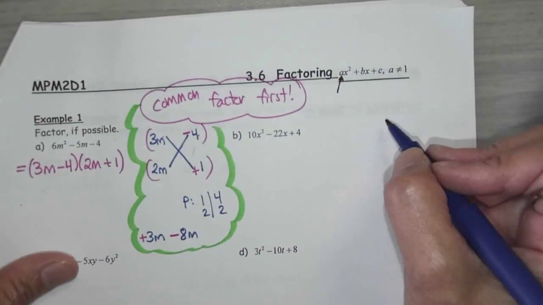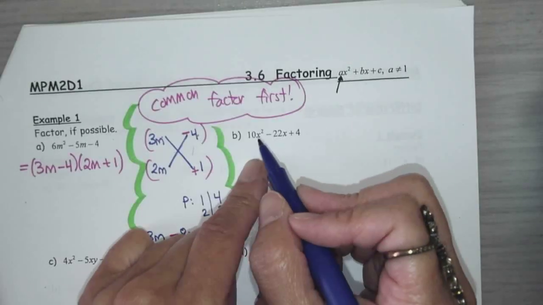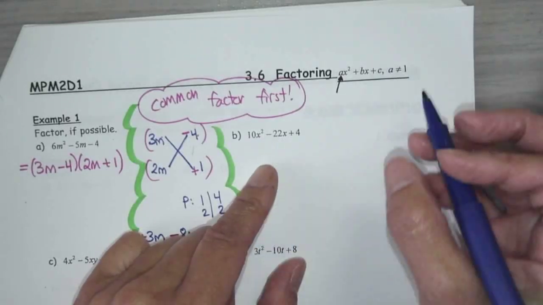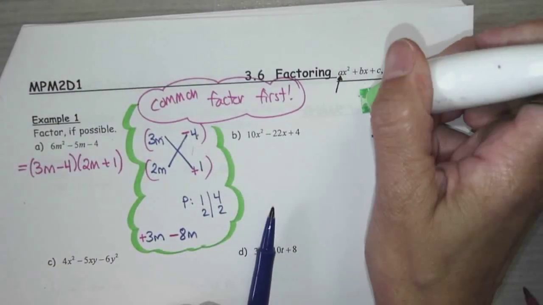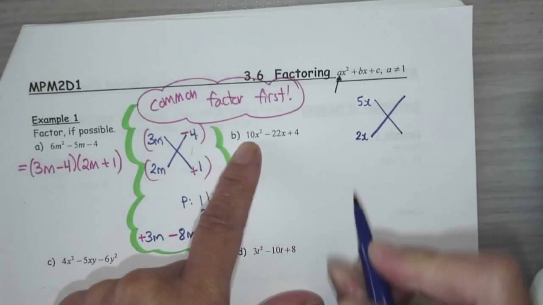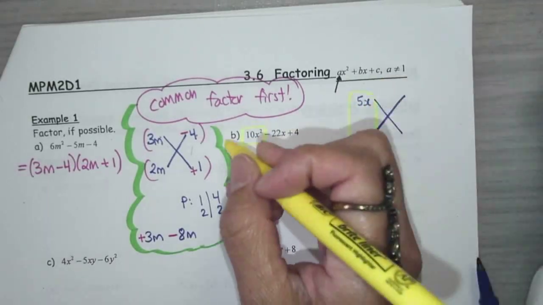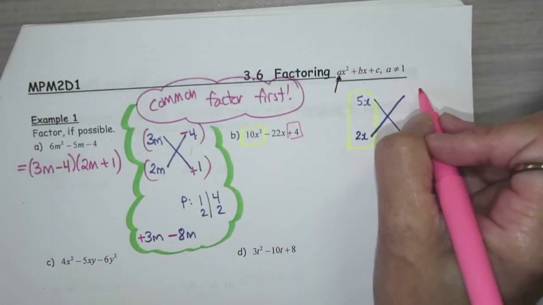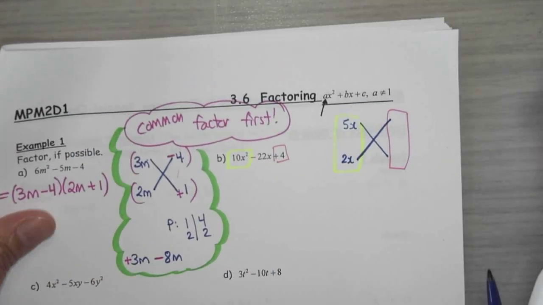So here, if we take the 10, and yes, it could be 10 and 1 or 2 and 5. I'm not going to try 10 and 1 because 10 times something is too big, so I try to go to the middle. So I'm going to try the more middle term. 5x and a 2x. That always gets me my first term. So this first term always goes in this first column. This last term always goes in this last column. And then we crisscross to get to the middle.